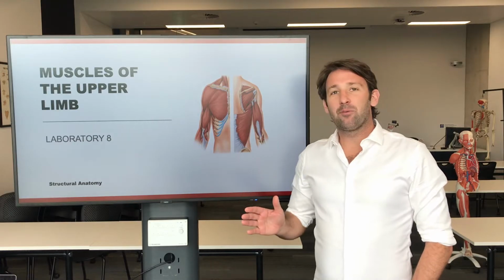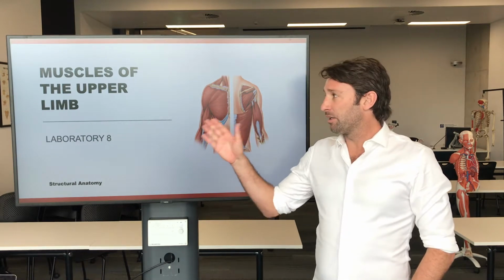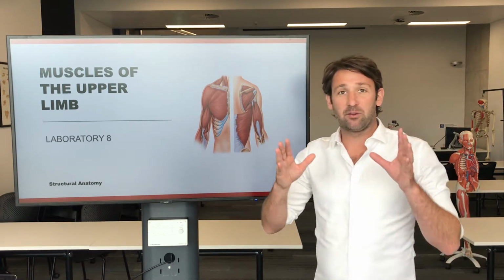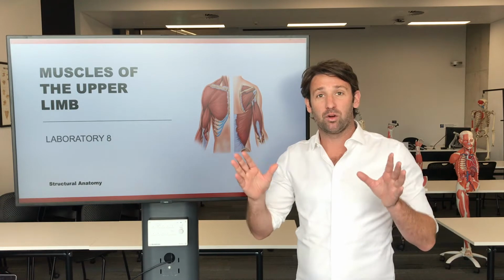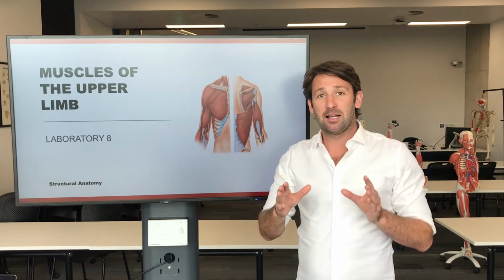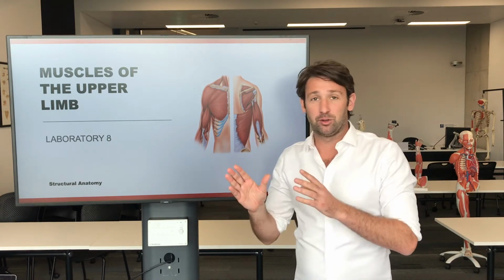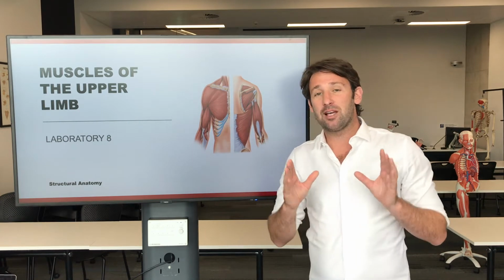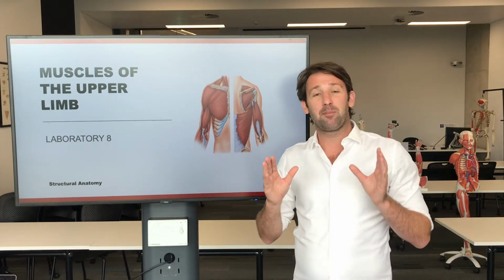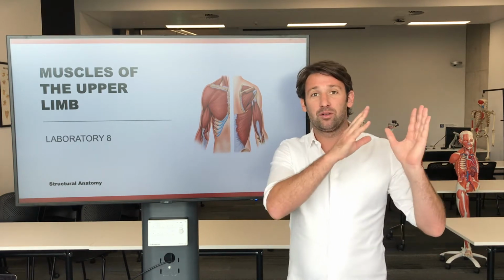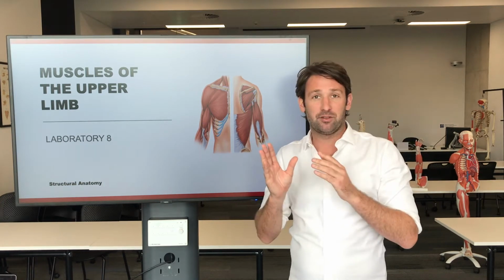So in Laboratory 8, we're doing muscles of the upper limb. Now, this is getting really challenging because we've got a whole lot of muscles occurring in the upper limb, and many of them occur over two joints. So you'll notice as you look through the tables in these weeks, you may have a muscle that appears on many different tables.